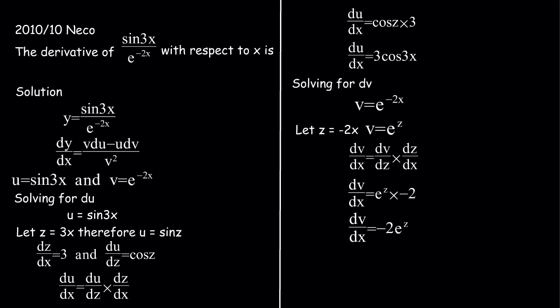Recall that z is equal to minus 2s. Now substituting z to be equal to minus 2s in our equation, dv over ds will be equal to minus 2e raised to the power of minus 2s.